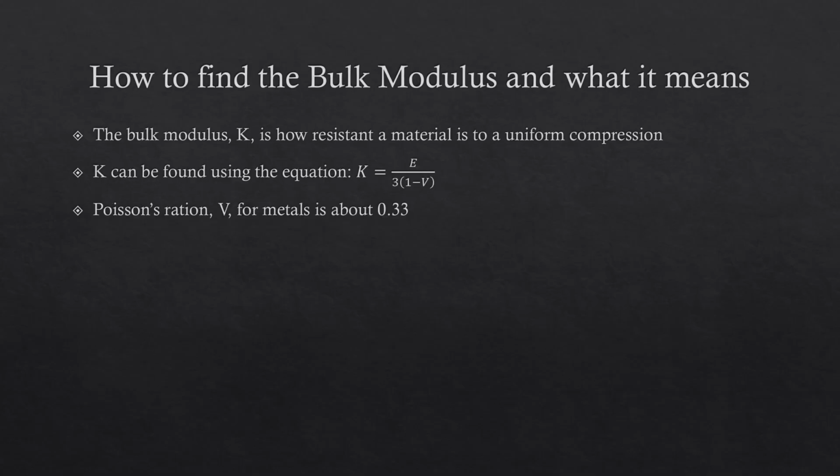How to find the bulk modulus and what it means. The bulk modulus K is how resistant a material is to a uniform compression, or how resistant it is to being squeezed into a smaller volume. K can be found using the equation K equals our Young's modulus over 3 times the quantity of 1 minus 2 times Poisson's ratio. Poisson's ratio, V, for metals is around 0.33.